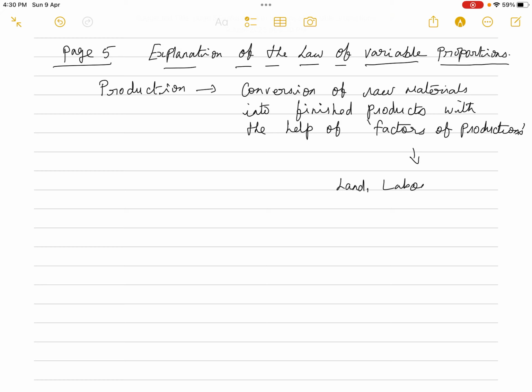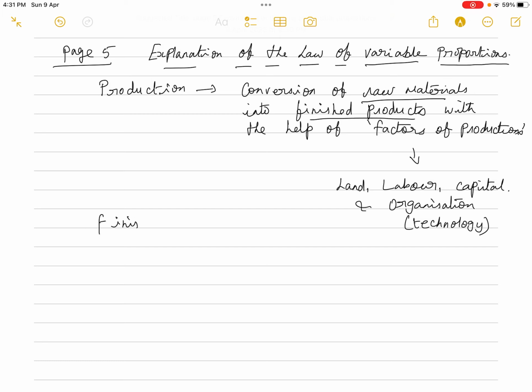Broadly, these factors of production are divided into 4 types, that is land, labor, capital and organization. Sometimes technology is also used. Technology, you can use it separately or you can include it in the organization. So that means the land, labor, capital and organization along with technology help in the conversion of raw materials into finished products.